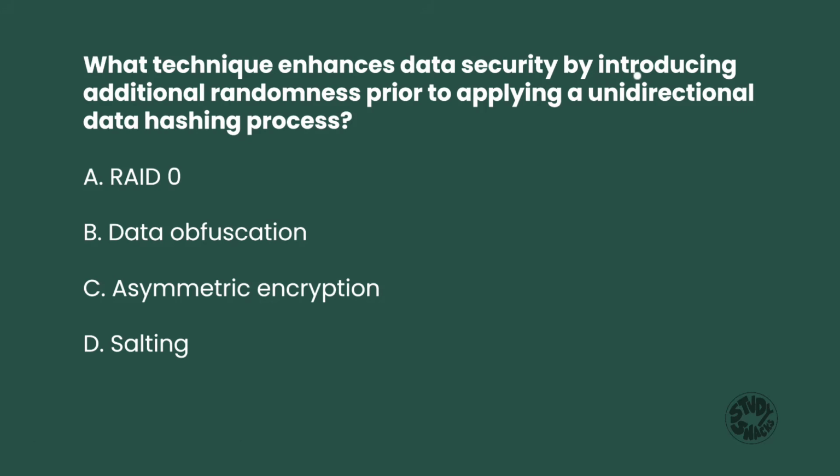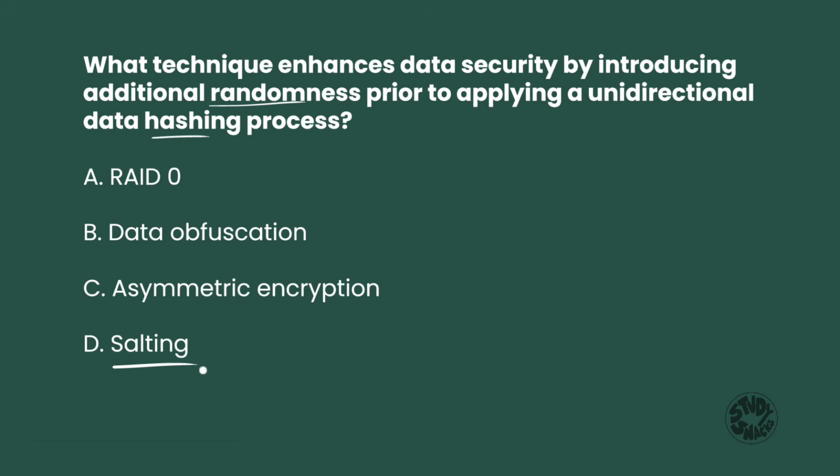In order to get this question right, you need to know something about password security. Now, every time you see randomness before hashing, that's a textbook flashcard definition of salting. So that's the shortest explanation I could give you.